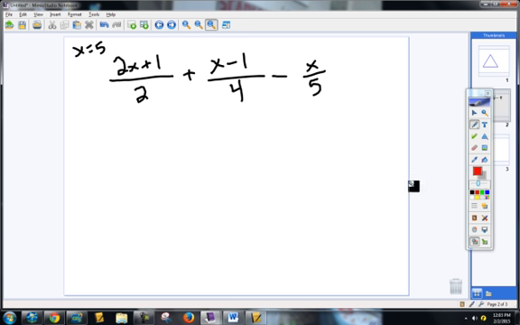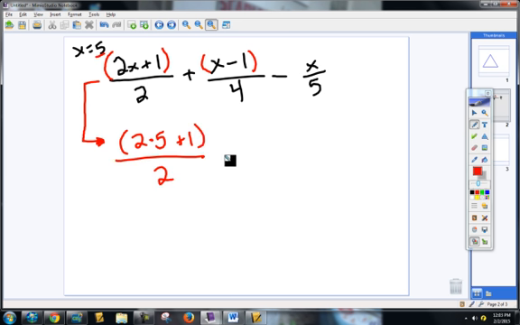What's the first thing that should happen on this algebraic expression right here? I want to put parentheses around any expression that's in the numerator or denominator of a fraction. Okay? Now, what's my second step always? Yep. Turn that algebraic expression into a numeric expression. So that's going to be 2 times 5, because I said x equals 5, plus 1 divided by 2.